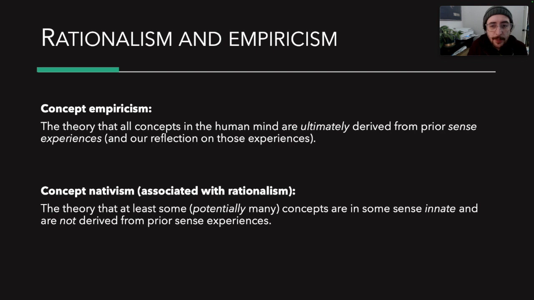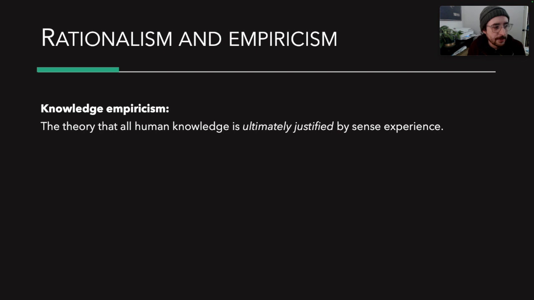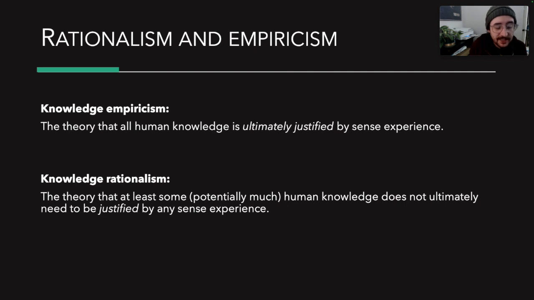Now, this debate about concepts, though, is distinct from a debate about knowledge. Knowledge empiricism is the theory that all human knowledge is ultimately justified by sense experience. So here, sense experience isn't what gives you the ability to think about certain things. Rather, sense experience is what serves as your evidence for coming to have knowledge that those ideas are true. Knowledge rationalism is the theory that at least some, potentially much, human knowledge does not ultimately need to be justified by any sense experience. It does not need sense experience to serve as the evidence that indicates that these ideas are true.